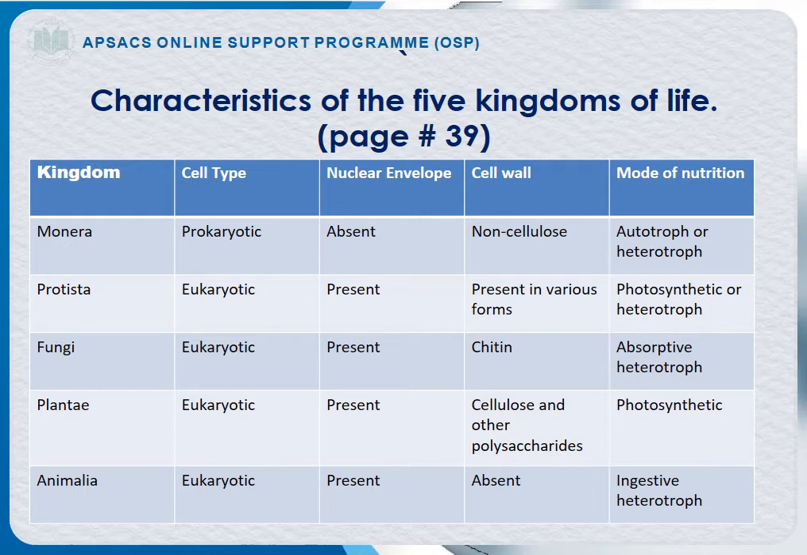Kingdom Fungi, cell type eukaryotic, nuclear envelope present, cell wall is made of chitin. Mode of nutrition, absorptive, heterotroph. Kingdom Plantae, cell type eukaryotic, nuclear envelope present, cell wall is made of cellulose and other polysaccharides. Mode of nutrition, photosynthetic. Kingdom Animalia, cell type eukaryotic, nuclear envelope is also present, cell wall is absent. Mode of nutrition, ingestive, heterotroph.